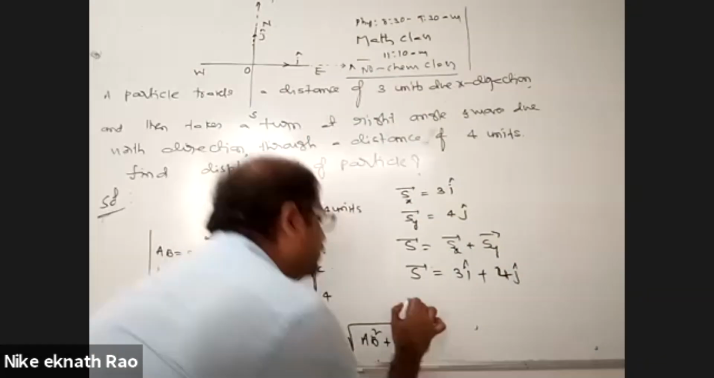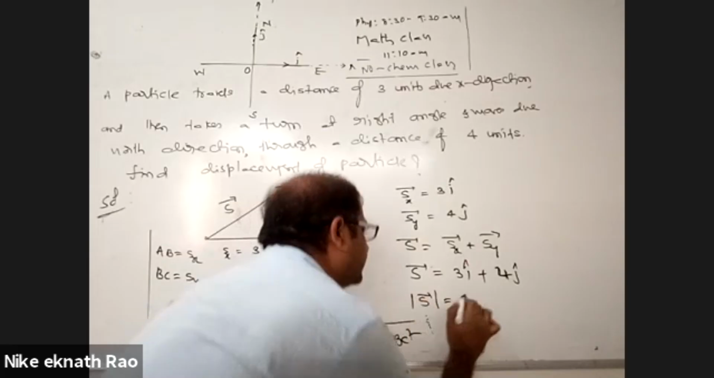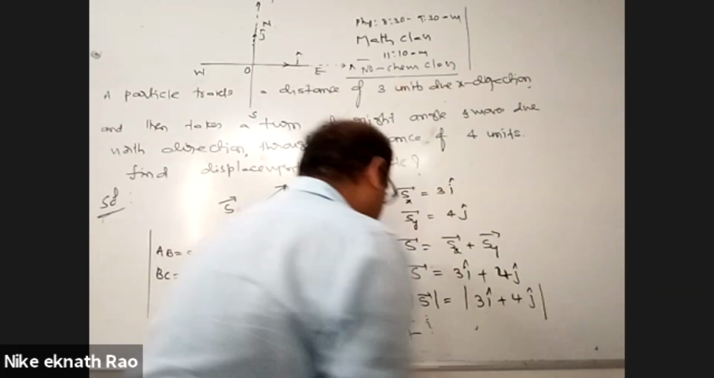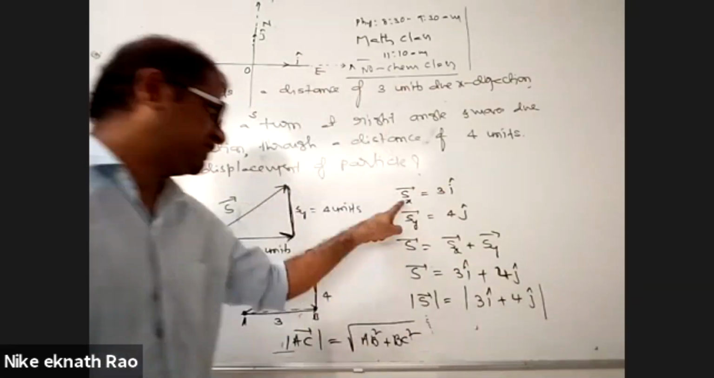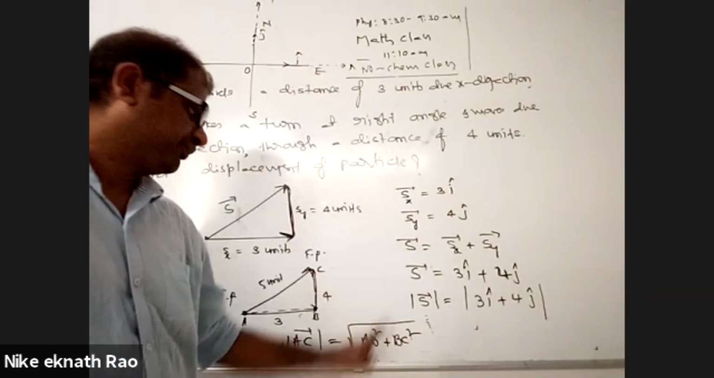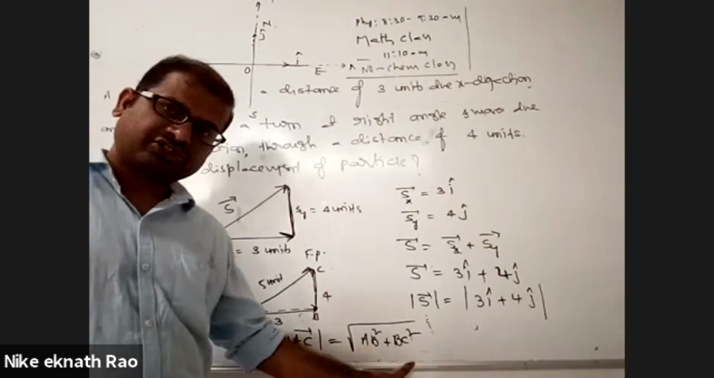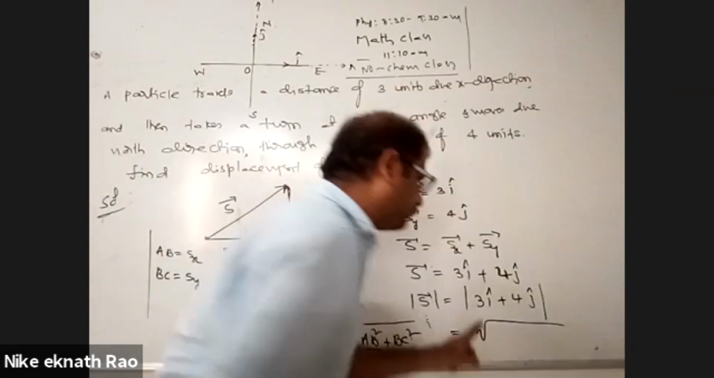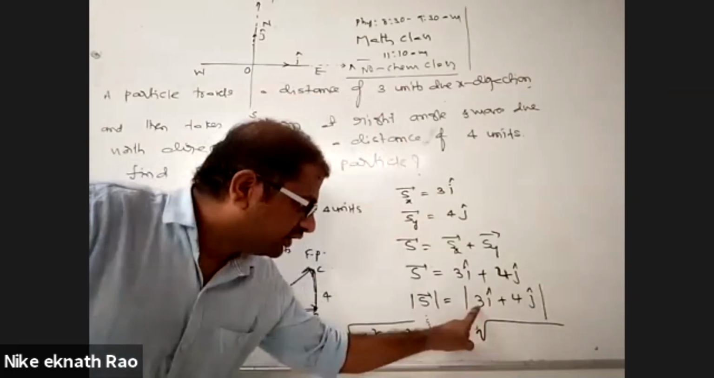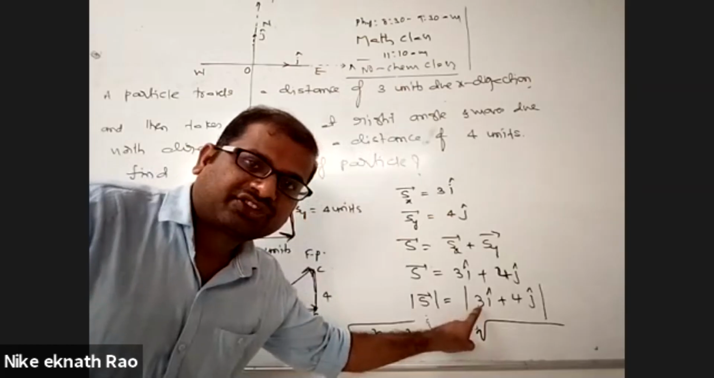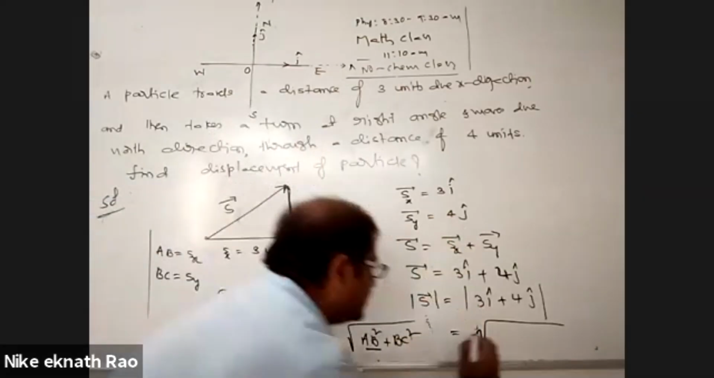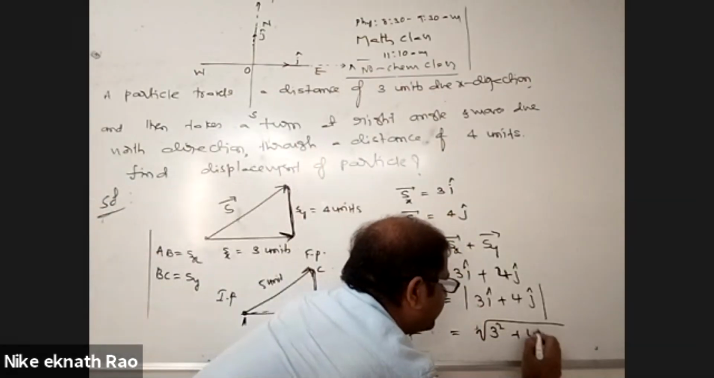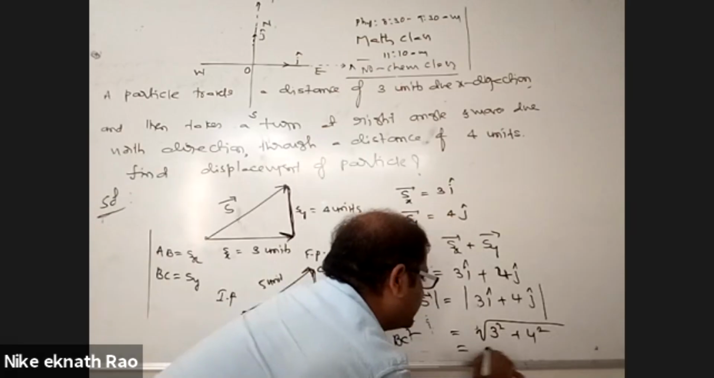So if I want the magnitude of this one, what is the magnitude? Sx square plus Sy square, or AB square plus BC square. AB is magnitude, isn't it? This magnitude value can be written as its component in x direction whole square, that is 3 square, plus 4 square.